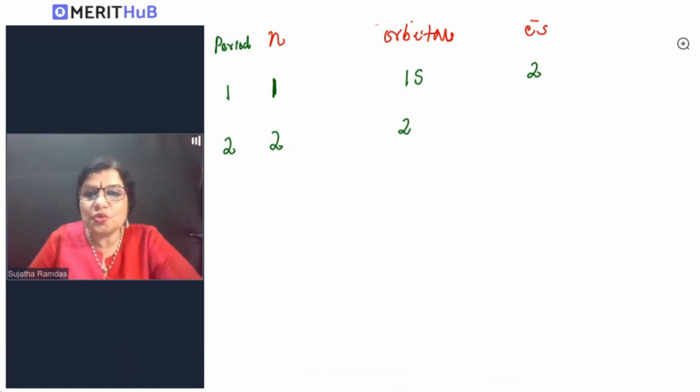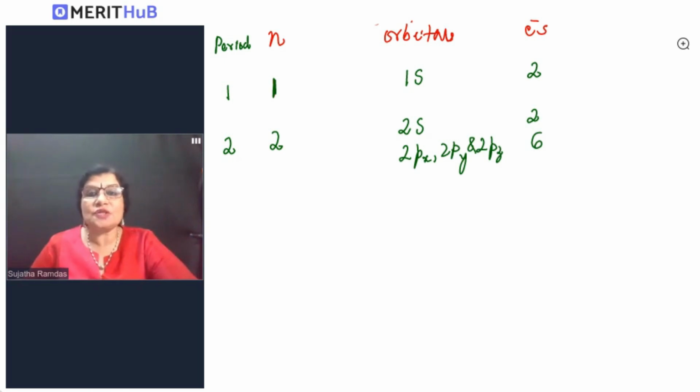In n equal to 2, you have 2s. In 2s, you have only one orbital, so 2 electrons. 2p has got 3 orbitals, right? 2px, 2py, and 2pz. So 6 electrons, 2 electrons in each of these orbitals.